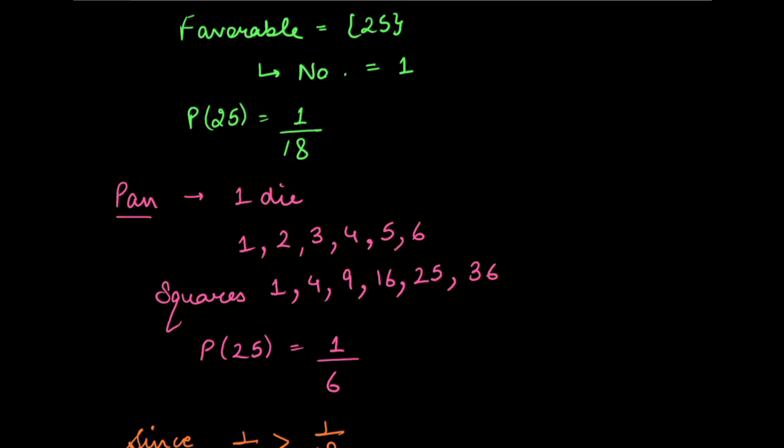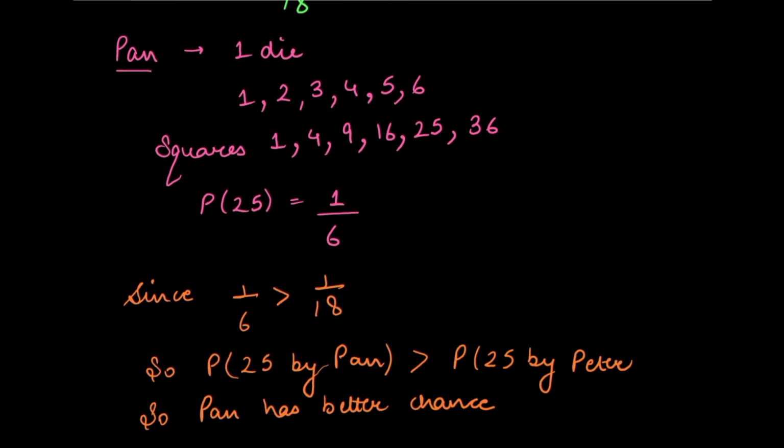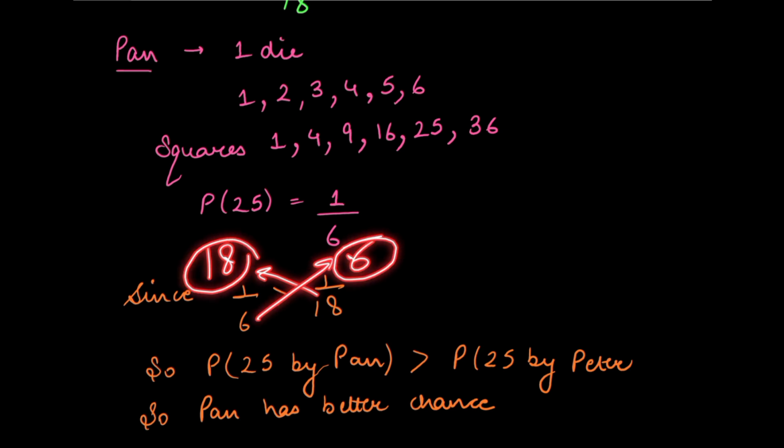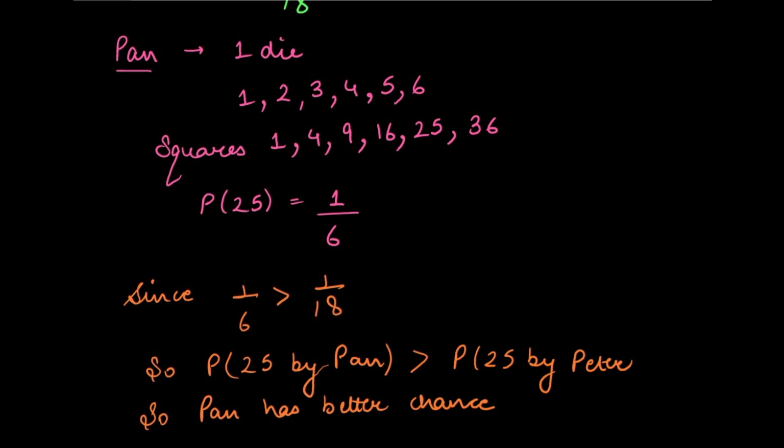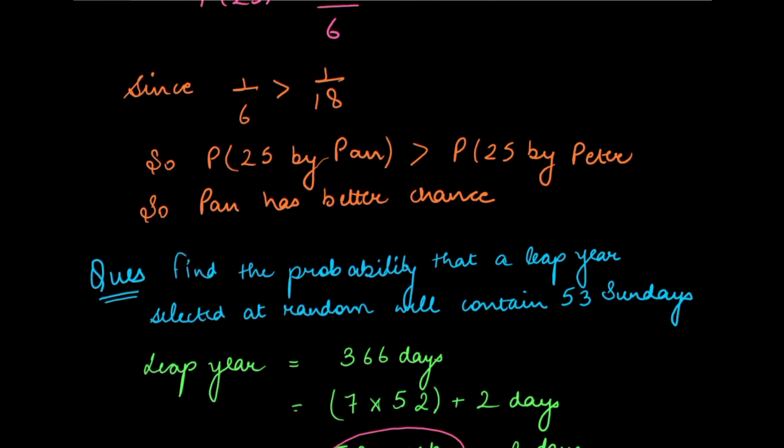Now we need to see which has a greater probability of getting a 25, that is Peter or Pam. So we need to see whether 1 by 18 is greater or 1 by 6 is greater. We can see it by cross multiplying. This gives us 18, this gives us 6, so 18 is greater than 6, so 1 by 6 is greater than 1 by 18. So the probability of getting 25 is greater by the method of Pam as compared to the method by Peter. So Pam has better chances.